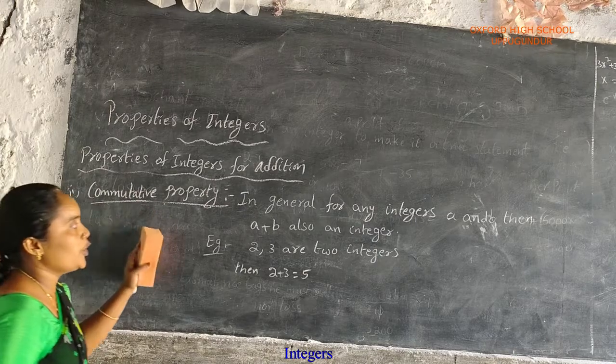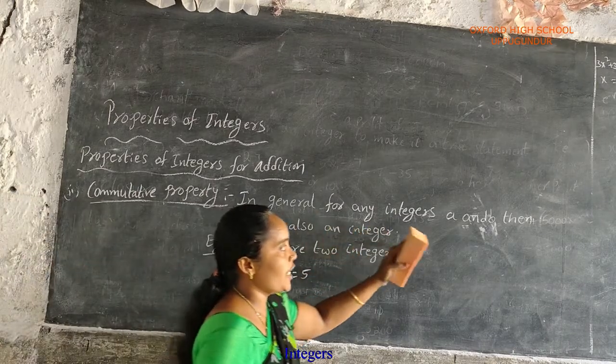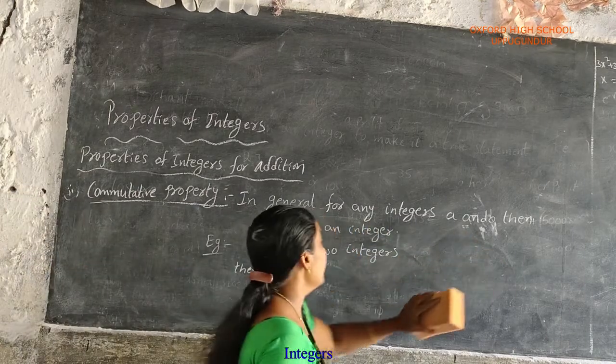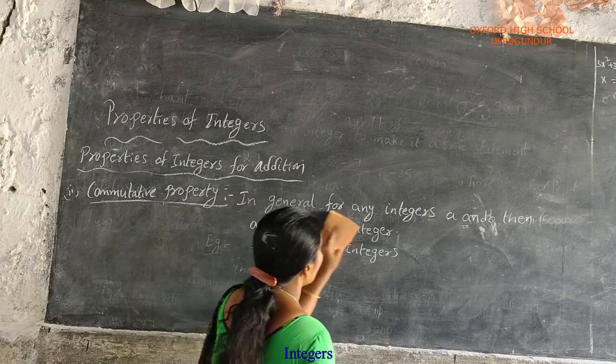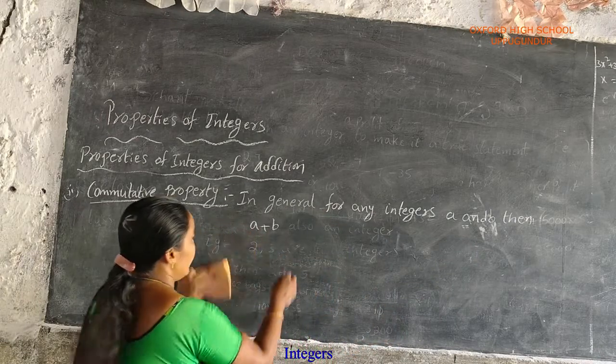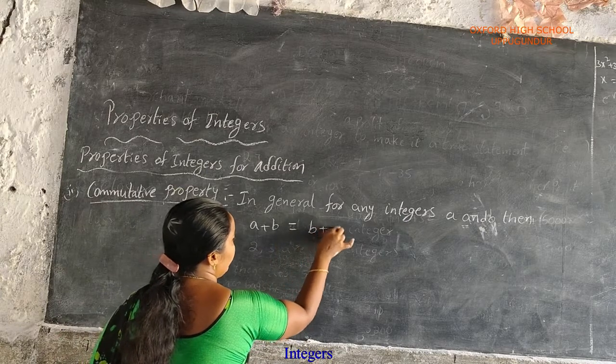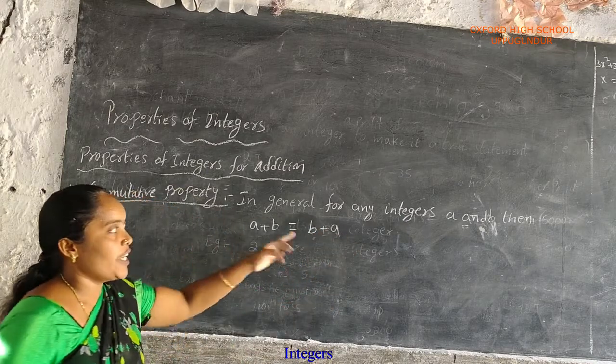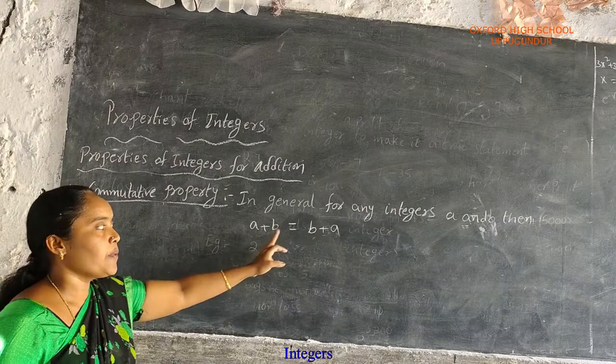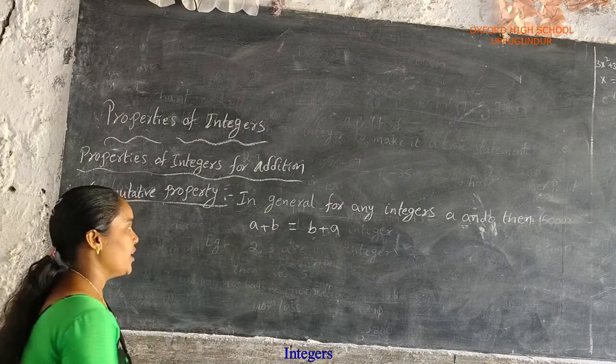Next property is commutative property. Second one is commutative property. In general, for any integers a and b, a plus b equals b plus a.